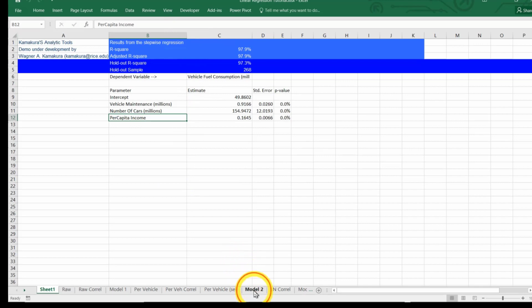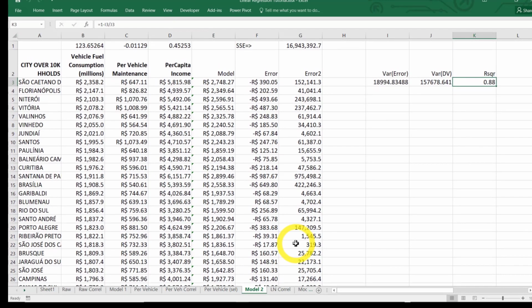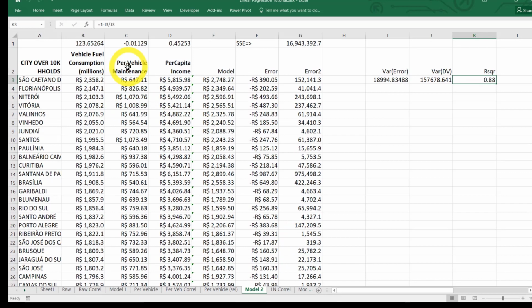Let's go back to our model. This is a model that I got using per vehicle maintenance costs, expenses, and per capita income. And what I wanted to show you is the second sin that I mentioned, heteroscedasticity. What is heteroscedasticity? I got the best estimates that minimize the sum of squares, and I got my squared error. Let's plot the squared error. Just get a bar chart of squared error.